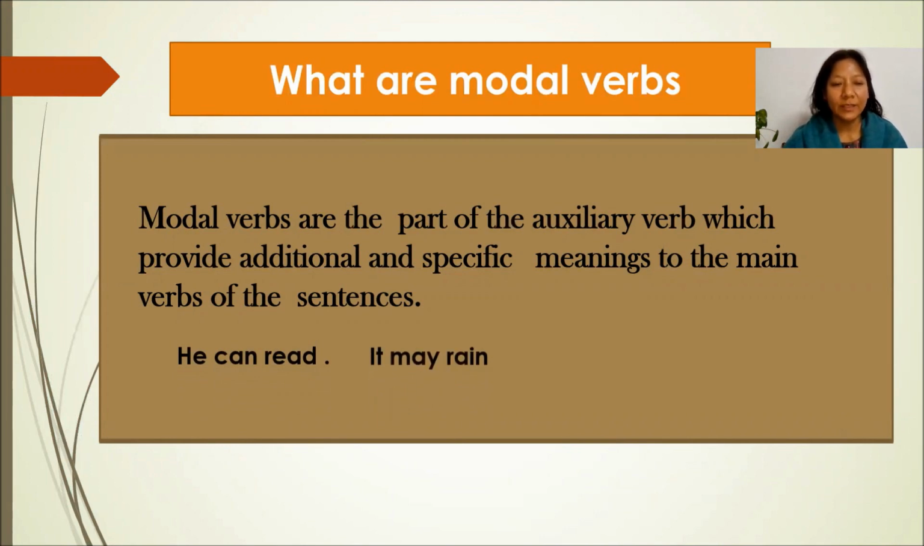In these two sentences, the modal verbs can and may have been used. When we use can with the verb read, it gives extra meaning. It shows ability. He can read.